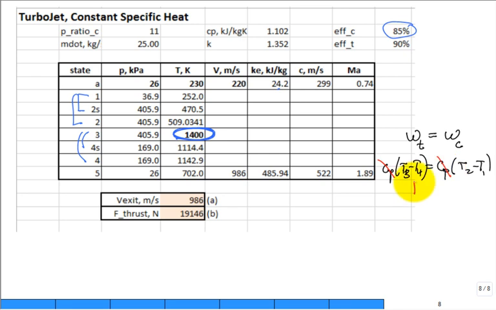Professor, is that T4s or T4 actual? Which T do we calculate from this equation?